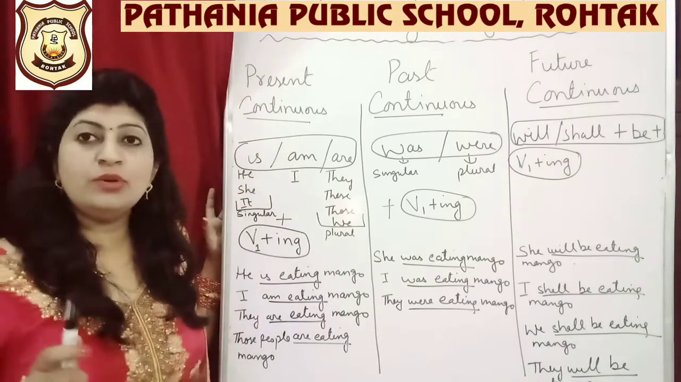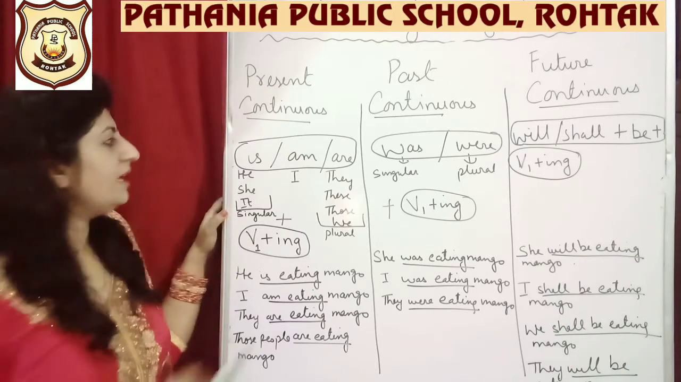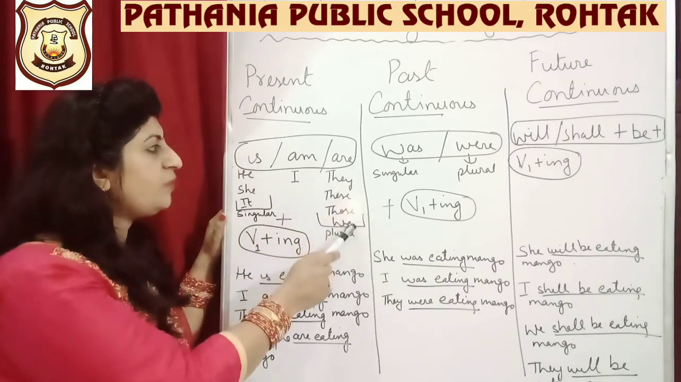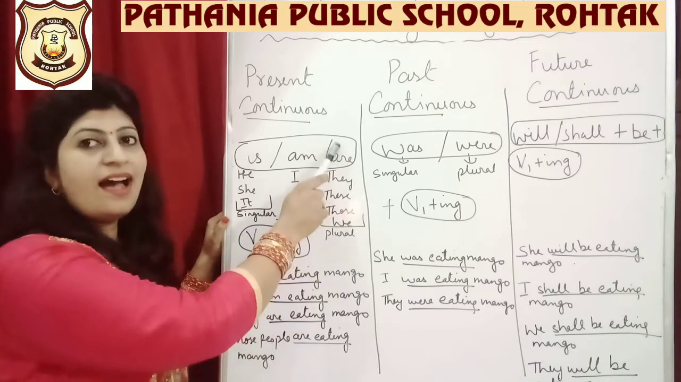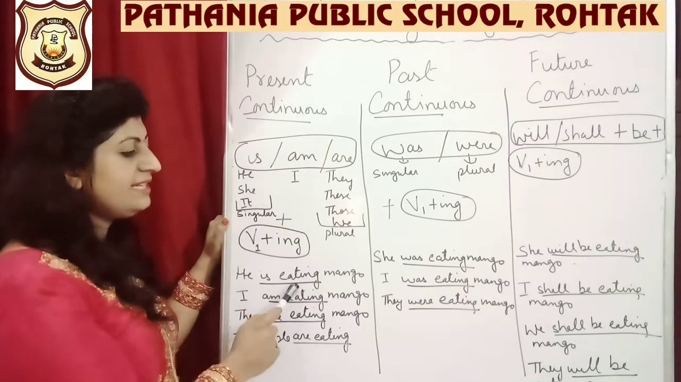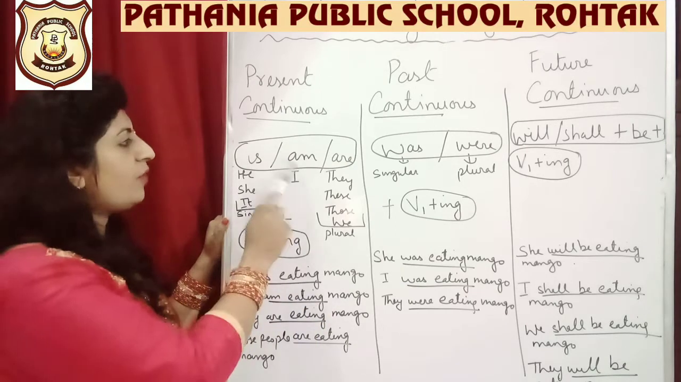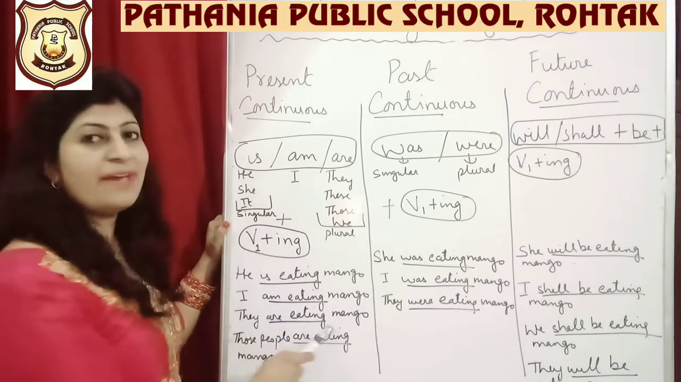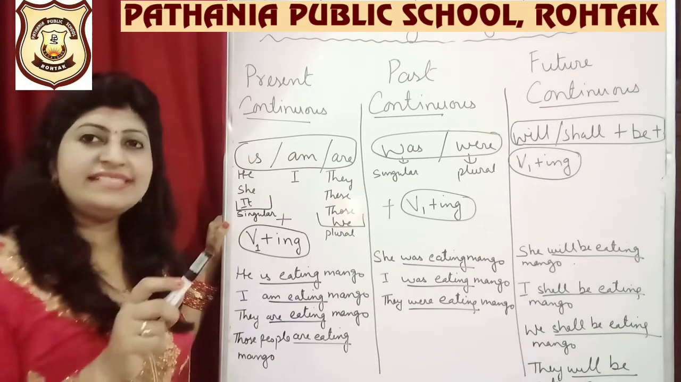Is is used with singular persons like he, she, it. Okay. Am is used with I. They, these, those, we, all these words which show plural subjects, they use are. I have given examples. You can see he is eating mango. I am eating mango. I am not saying I is. They are eating mango. We never say they is eating mango. No, we say they are eating mango.